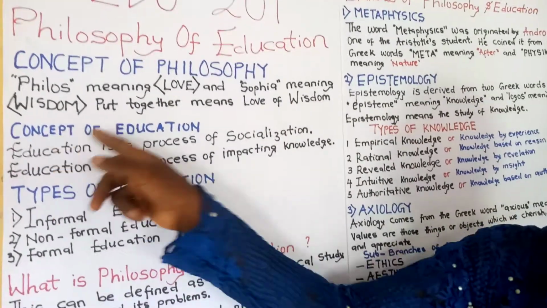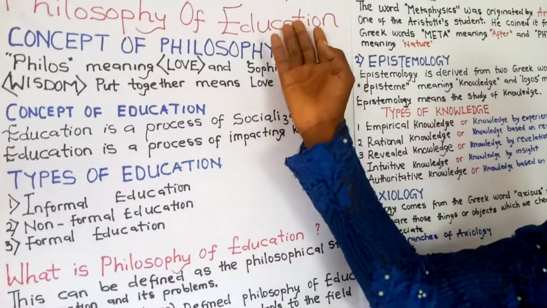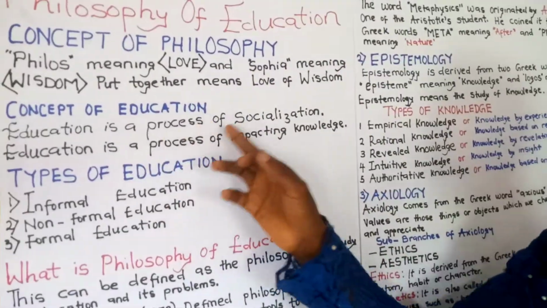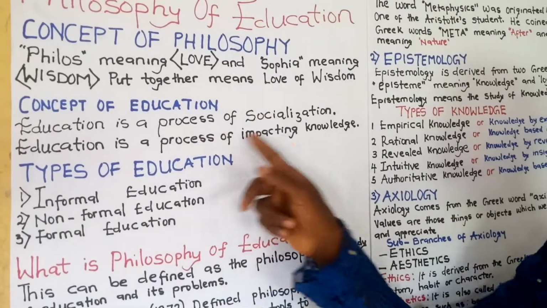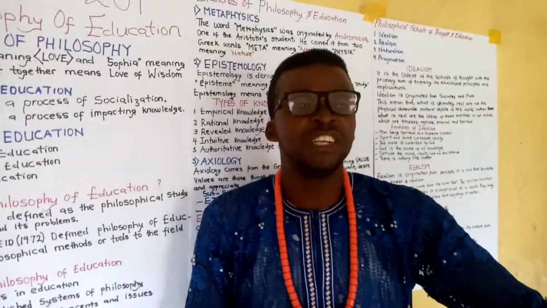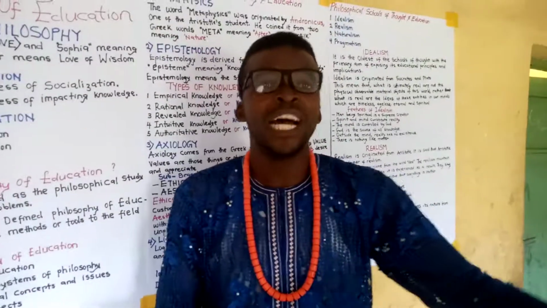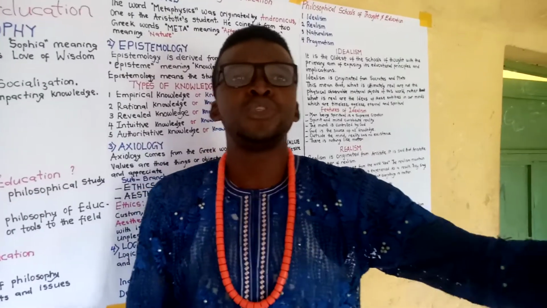We move to the concept of education. We have defined philosophy, so we are talking about education now. Education is a process of socialization. Education is a process of imparting knowledge. Education is when you are transferring knowledge from one person to another. Education has to do with a process of helping other people to learn.